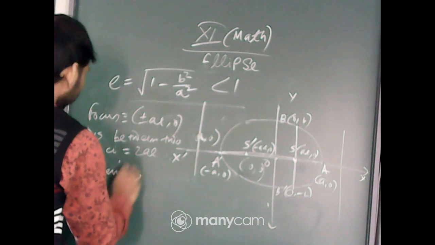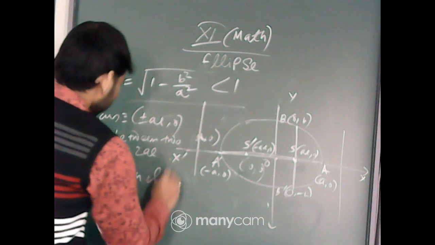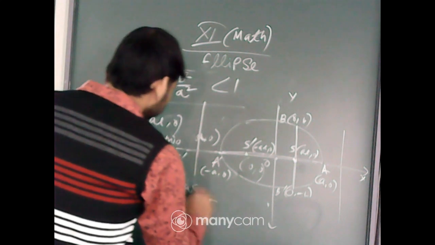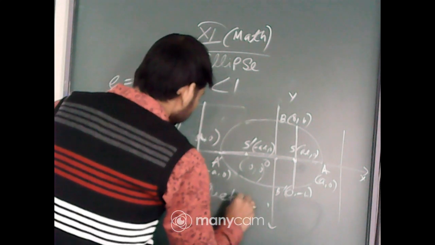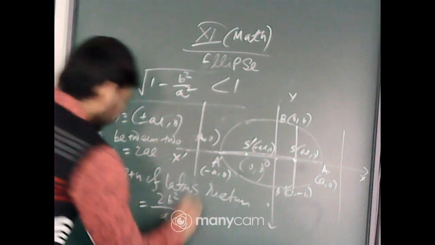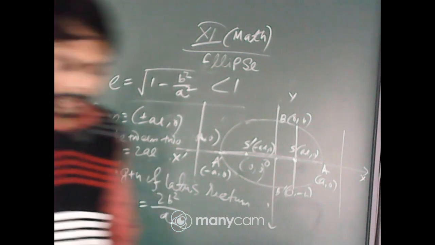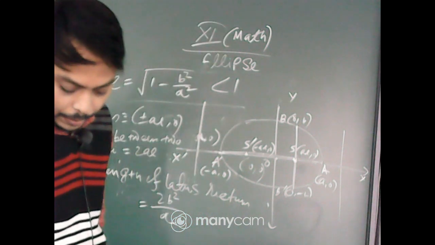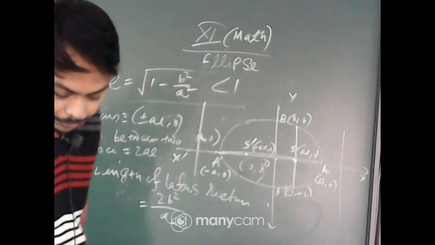Length of latus rectum, that will be 2b square by a. Okay, you have to remember this, length of latus rectum is 2b square by a.